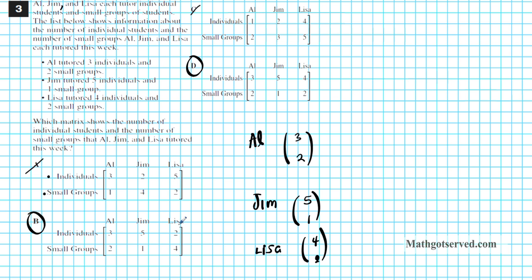All right, so let's take a look at all the Lisa columns in the 2 options. Which one has 4, 2 as the order of elements? So this has 2, 4, and this has 4, 2. So option B is wrong, and option D is correct.